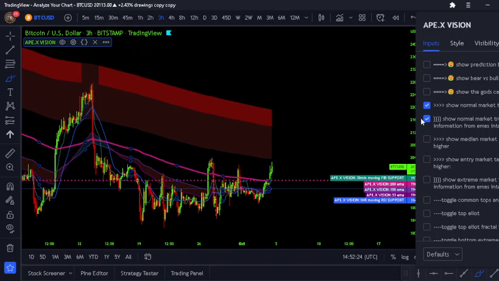So if we go back and turn on the common tops, see that the common tops and common bottoms will stay relevant with the price action, and then you can see where price action is going, where the support is, market entries, etc. like that.